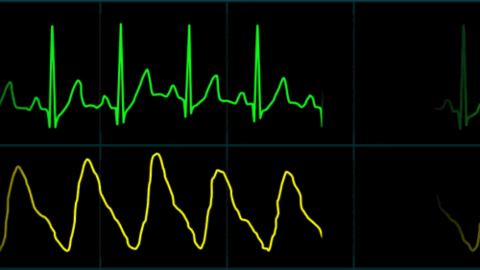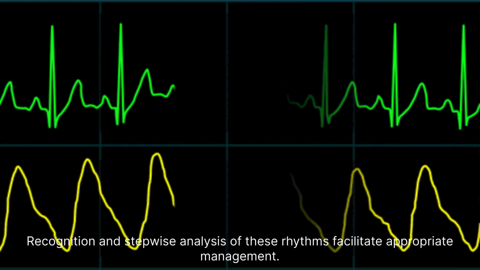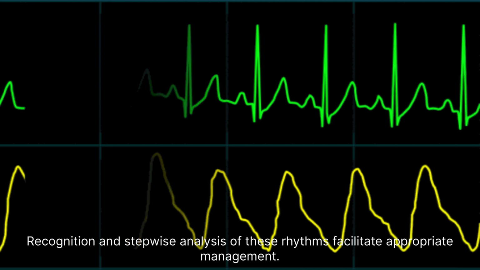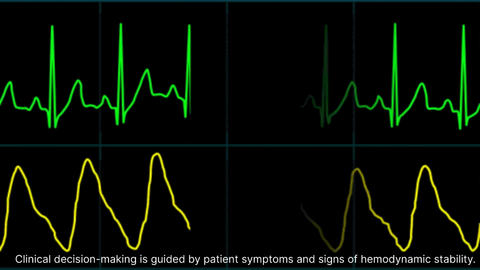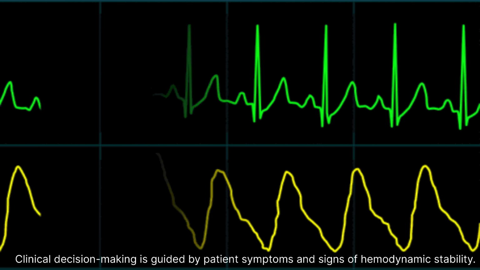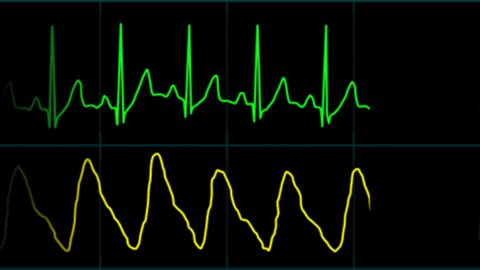Tachyarrhythmias are encountered in both inpatient and outpatient settings. Recognition and stepwise analysis of this rhythm facilitate appropriate management. Clinical decision making is guided by patient symptoms and signs of hemodynamic stability. There are many types of cardiac arrhythmia as discussed in this section.